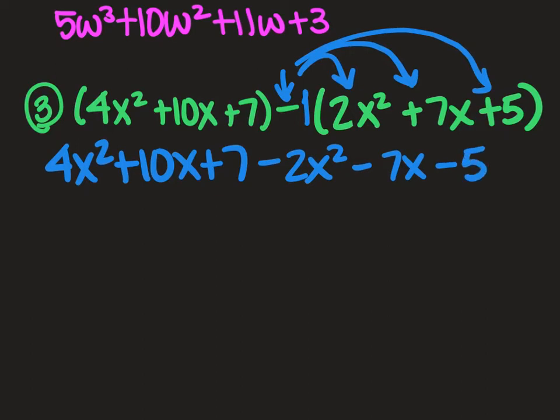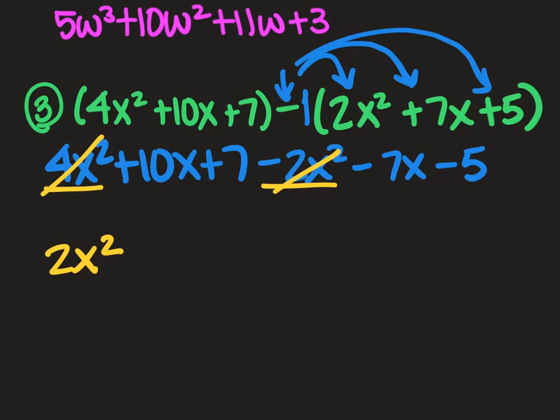So now as I look at this, I have one nice long line of terms. And this is going to make your life so much easier as you go to combine like terms. All right, so let's look at our x squareds. Again, start with the highest degree first. So 4x squared minus 2x squared gives me 2x squared.